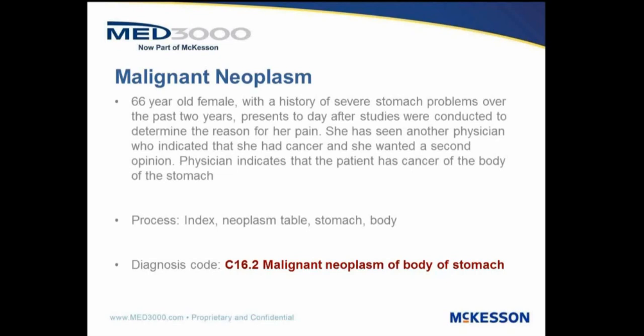If you're having malignant neoplasm, this again is an example, but as you go to your index, you're going to have to look at the neoplasm table, and then you would look at the stomach, you would look at the body. When I reference the neoplasm table, if your particular practice is seeing a lot of neoplasms, we can make that table available for you, because it is available through the CMS website.